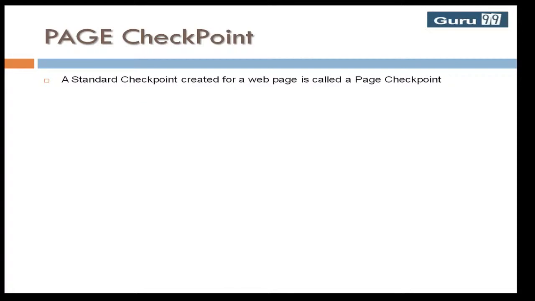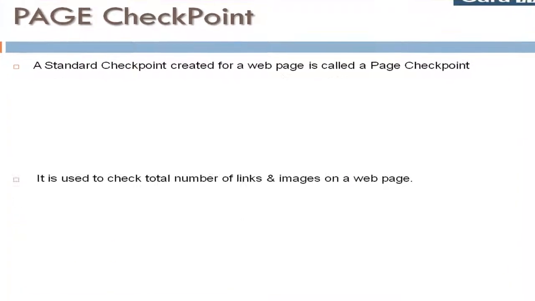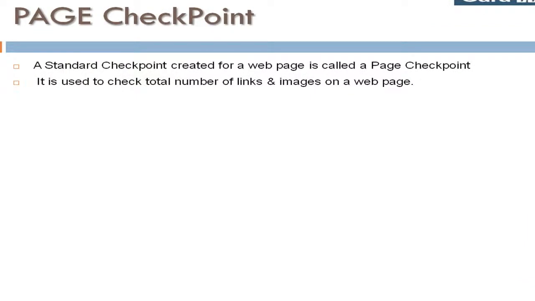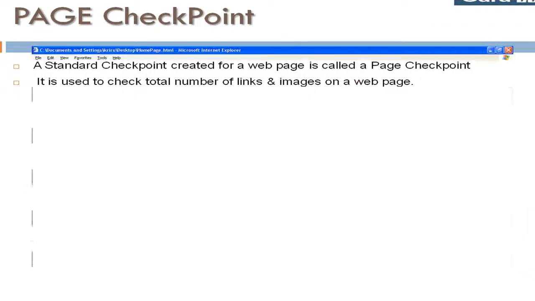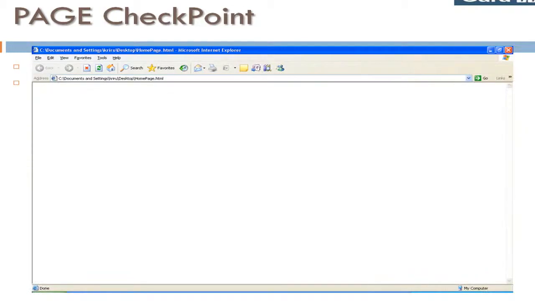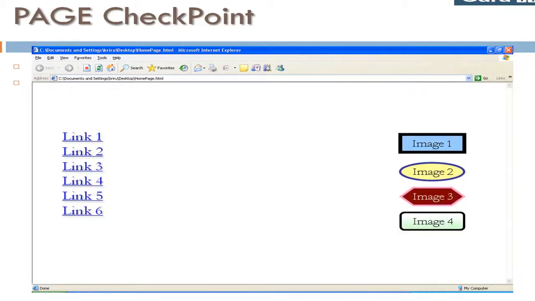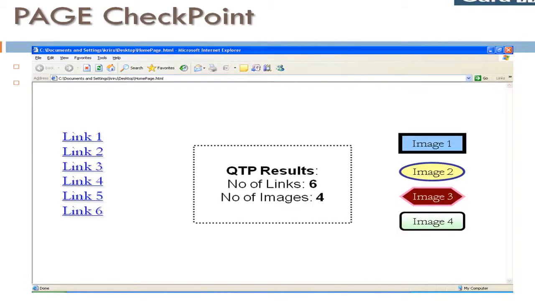A standard checkpoint created for a web page can be called a page checkpoint. It is used to check total number of links and images on a web page. Suppose in your web page you have 6 links and 4 images. Page checkpoint will give you a count of total number of links and images on that page.